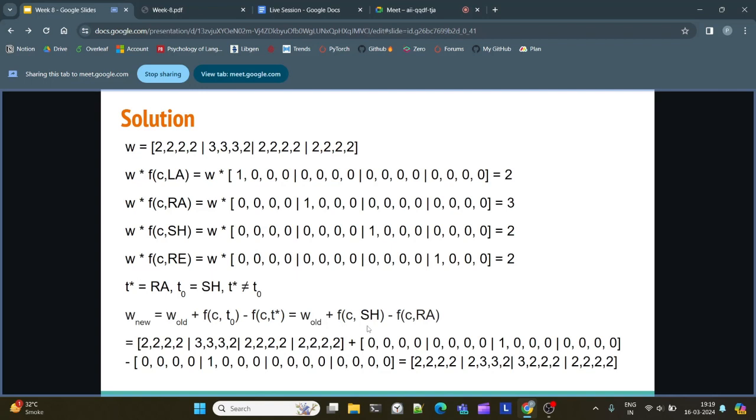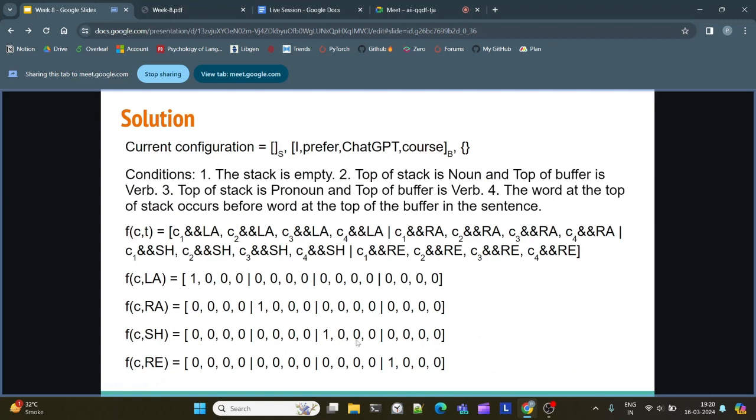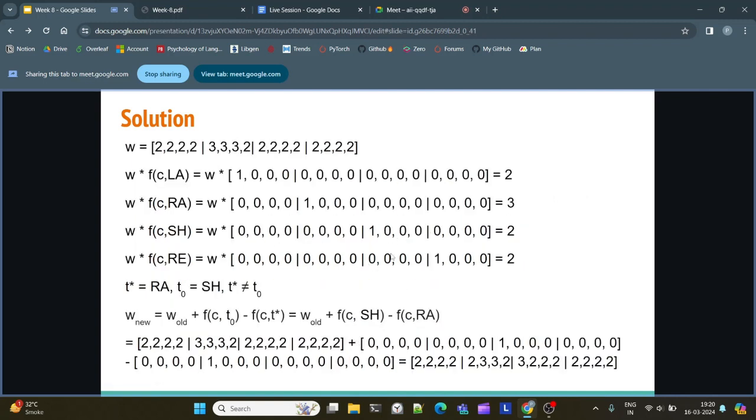F of c comma sh is this part, only this part, or you can observe it from the previous slide. So I'm adding that and I'm subtracting the ra1. As a result of this, what do I get? 1 gets added over here, so this becomes 3, and 1 gets subtracted over here, so this gets 2. So this is the final weight vector that I obtain after this one step of iteration. We'll be doing one more step of iteration after this. But till this point, does anybody have a doubt?